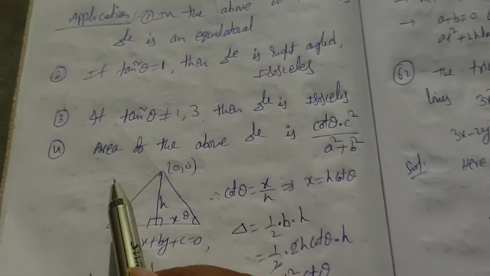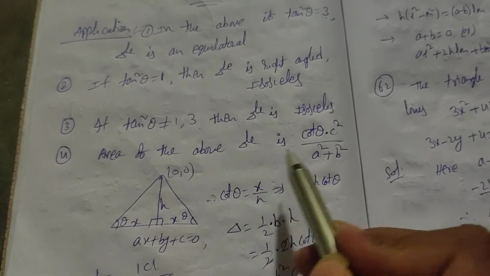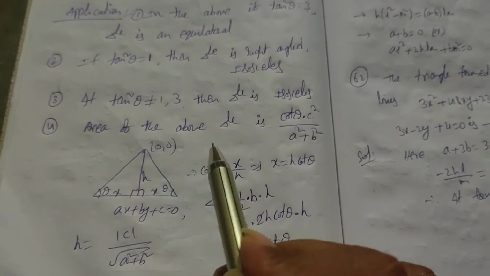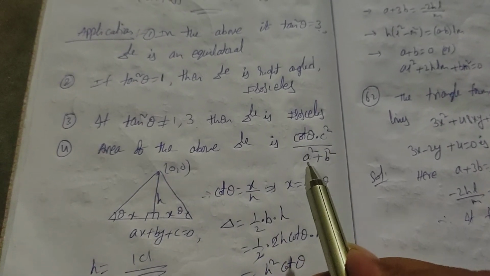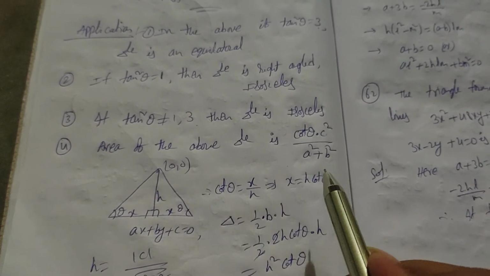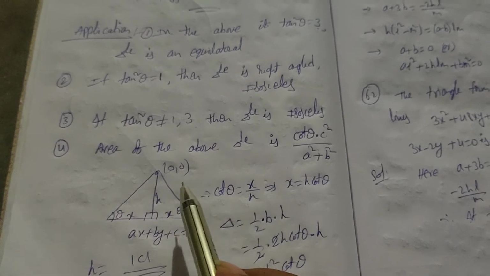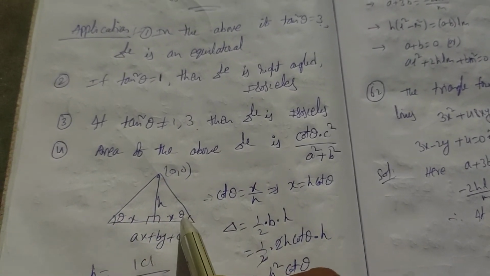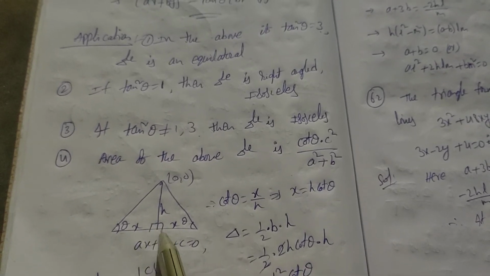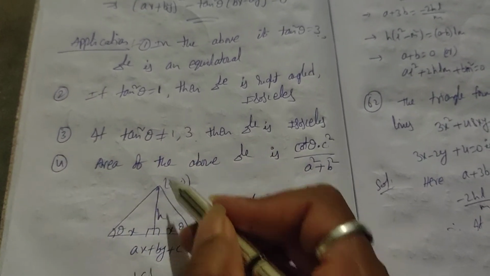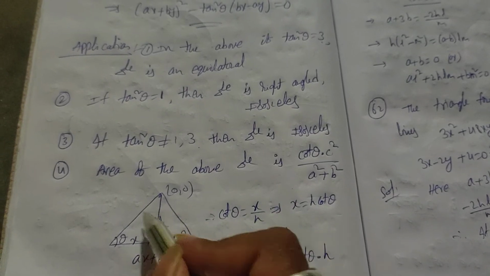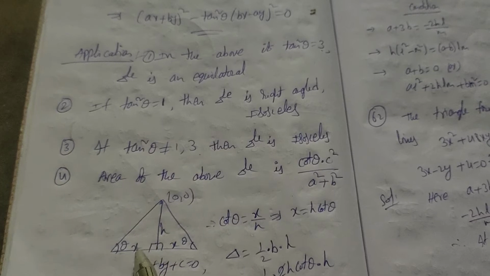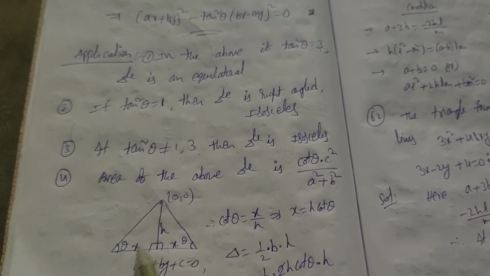Okay, and the area of the triangle is cot theta into c square by a square plus b square. The area of the above triangle is cot theta into c square by a square plus b square. Why? Because it is the origin and it makes an angle theta. Let us consider this length is x, this is also x, because if it is an isosceles triangle and you drop a perpendicular, that is nothing but a median. So it divides equally. So if it is x, it is also x.